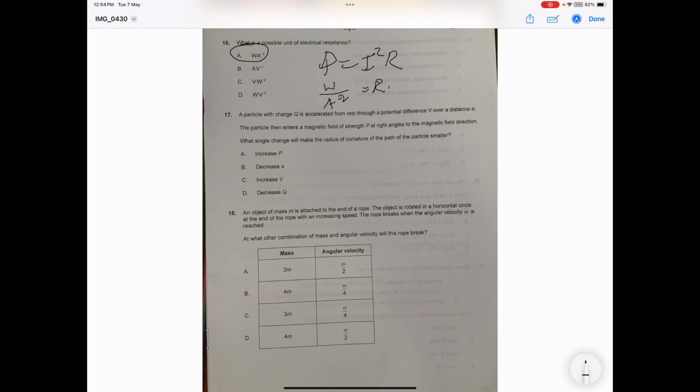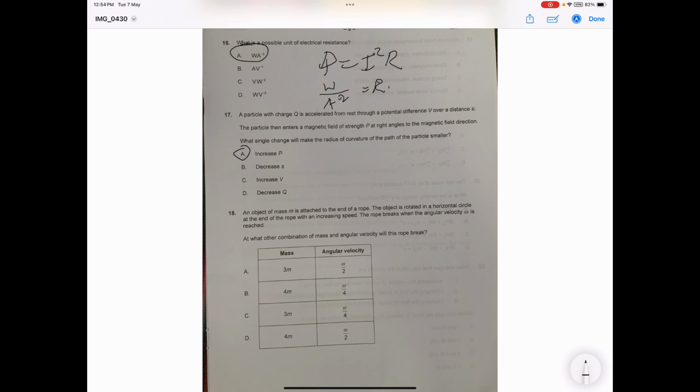A particle with charge Q is accelerated from rest through a potential difference V over a distance S. The particle then enters a magnetic field of strength B at right angles to the magnetic field direction. What single change will make the radius of curvature of the path of the particle smaller, a single change? Well, obviously if you increase the size of the magnetic field, this will make the radius smaller, so the answer must be A, increase B.